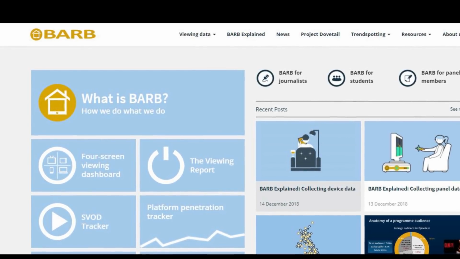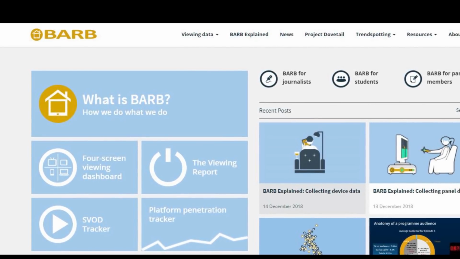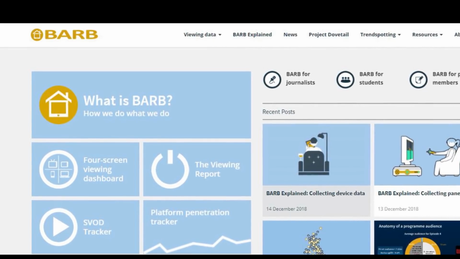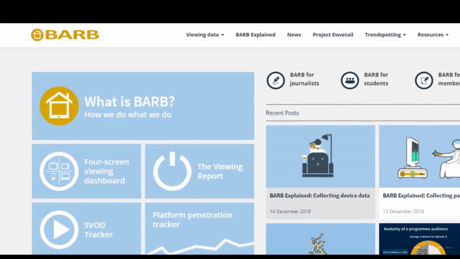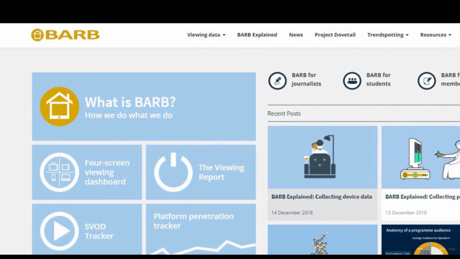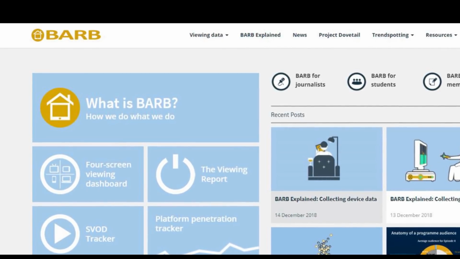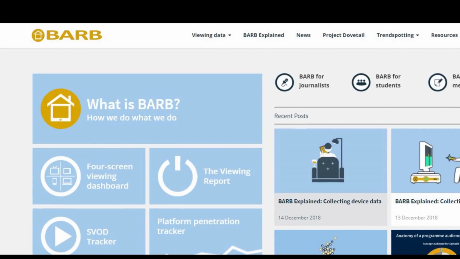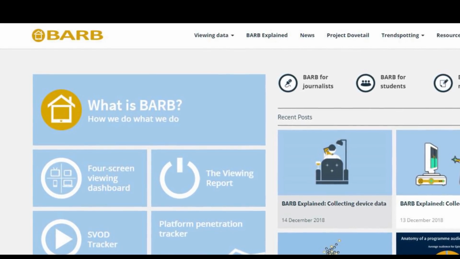BARB is a not-for-profit limited company, and it's one of the UK's joint industry currencies. Joint industry currencies provide audience numbers and planning and trading metrics for the media that they represent. They're owned by the industry. Media owners, advertisers, agencies, all working in concert to produce a credible, objective trading currency for their own medium.